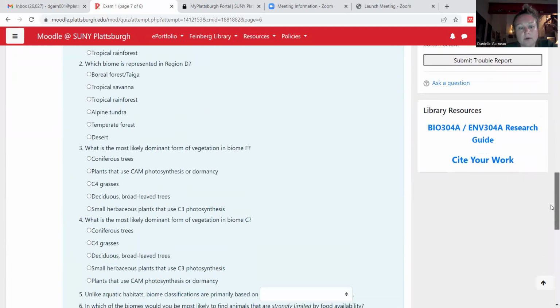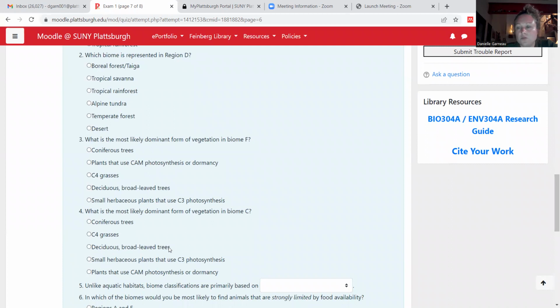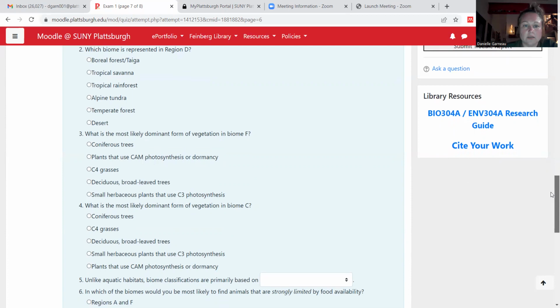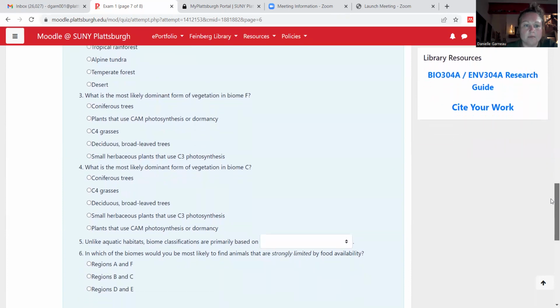in B, perhaps. Deciduous broadleaf trees, that's the temperate forest. Small herbaceous plants that use C3 photosynthesis. Well, we know it's really warm and dry there, so C3 is not going to be efficient, right? We're going to have that photorespiration issue. So the best example of the type of vegetation that we would see here would be plants that have CAM photosynthesis, or the desert cacti and euphorbs like ocotillo, palo verde trees, and whatnot. But yeah, CAM would be appropriate.